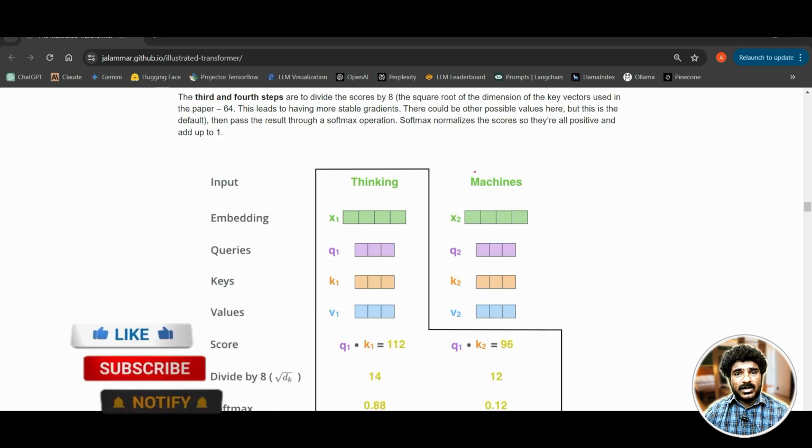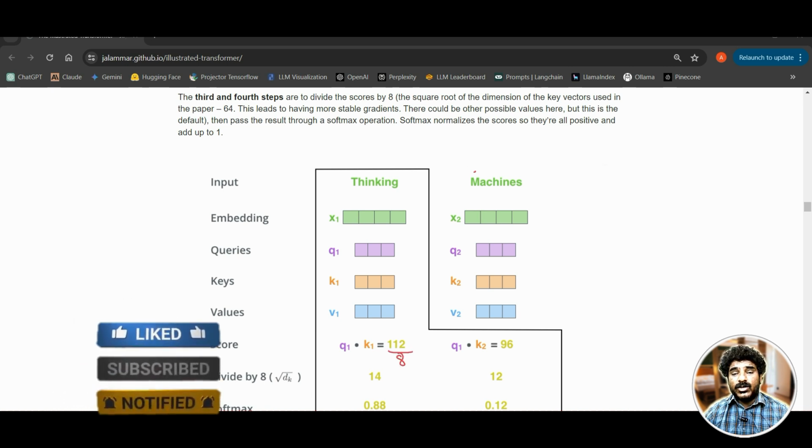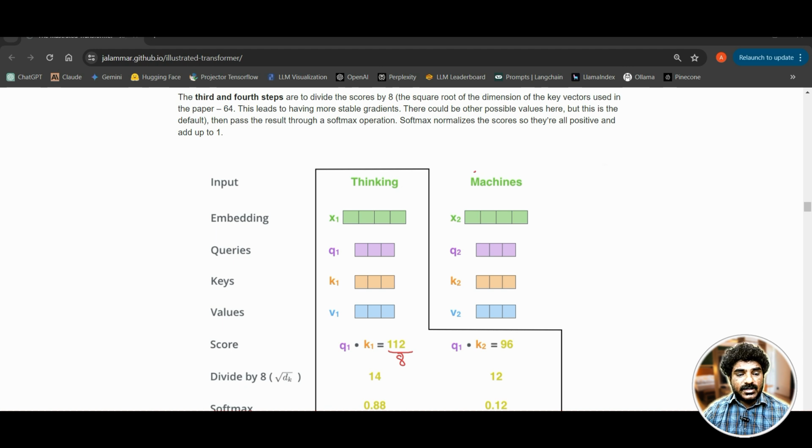The third and fourth step is basically to divide this score by 8. Now you'll ask me why 8. The dimensions, what we told, is 64 dimensions for the keys, values, and vectors. So you are taking the square root of 64 according to the architecture, and you get 8. You will divide the score by 8 here and by 8 here, and you will get 14 and 12. There might be different values other than 8, but by default, if they take the square root of 64, you get 8.